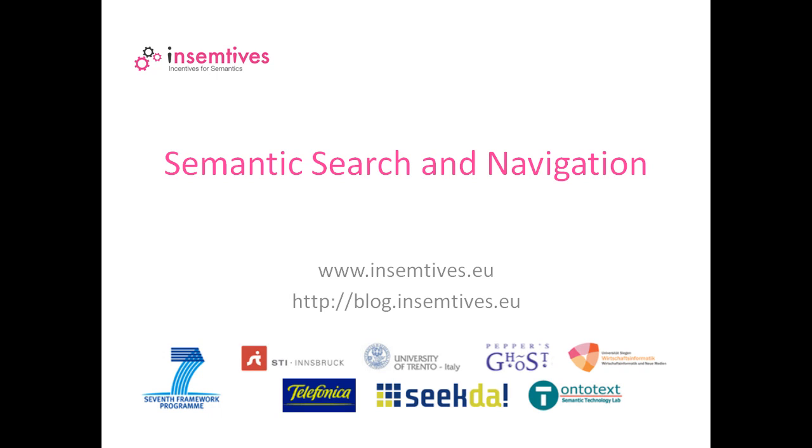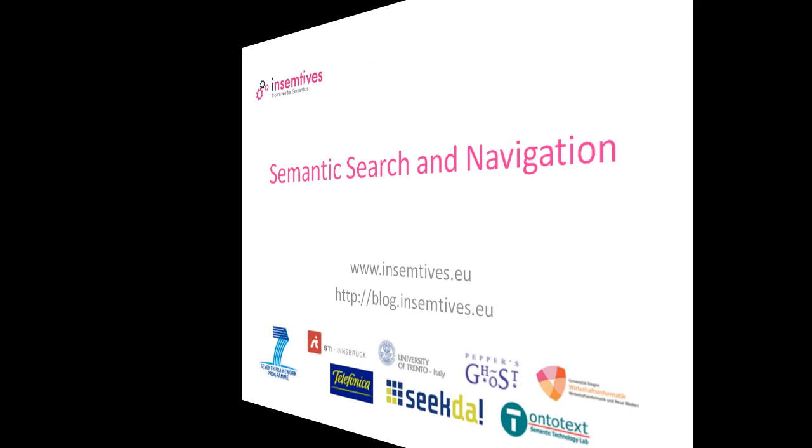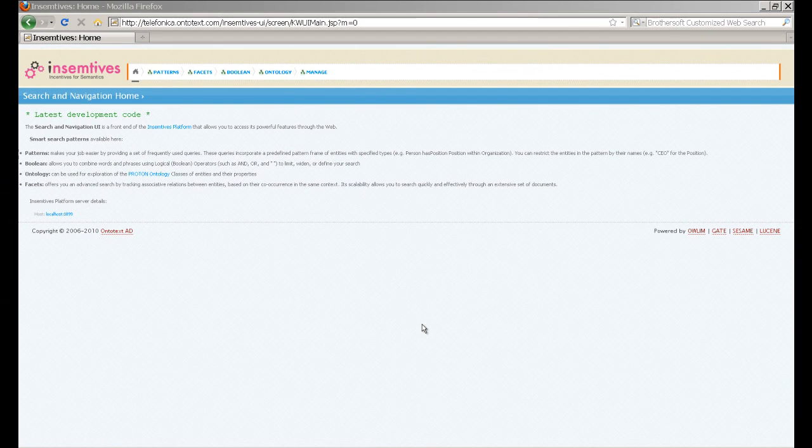Video we will show you how to use semantic search retrieval methods in the Incentives web user interface. Semantic search combines full-text search retrieval techniques with the ability to browse and query against the semantic annotations of the information resources. In other words, keyword search over the text and pattern search over the graph of the knowledge base.